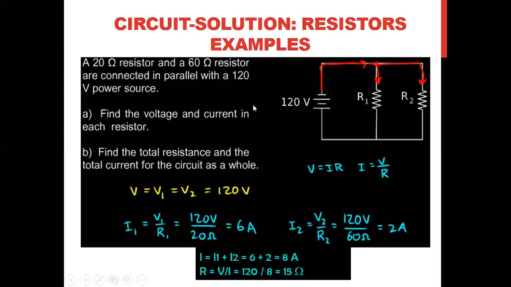Now, for the total resistance, there are two ways to find out. One is using this, R equals V divided by I. So we know V is 120, we know total current is 8, so 15 ohm. Another way, just use the law of equivalent resistance or total resistance. 1 over R equals 1 over R1 plus 1 over R2. Means 1 over 20 plus 1 over 60, and you will get the same value. You can try.